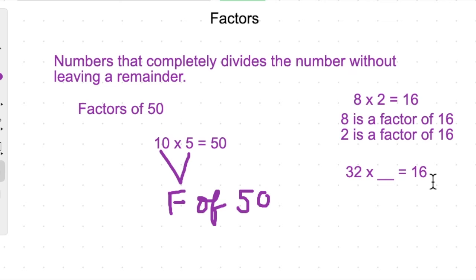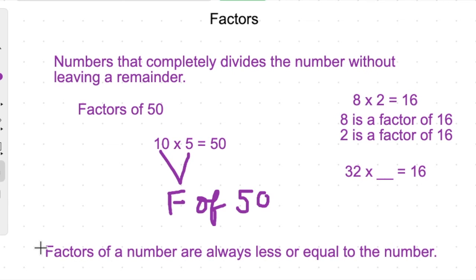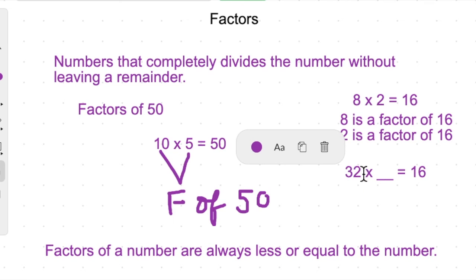No, I can't. So it means that factors of a number are always less than or equal to the number. It can never be more than the number. So we cannot write 32 here, but we can write 16. Why? Because 16 times 1 will give us 16. So let us now come back to finding the factors of 50.